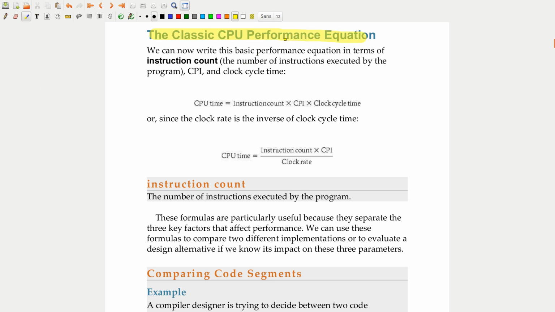We can now write this basic performance equation in terms of instruction count. So our CPU time is going to be our instruction count times the number of clock cycles per instruction times our clock cycle time. And since we can define clock rate as the inverse of clock cycle time, we get CPU time is instruction count times CPI over clock rate. So this is basically the gold standard formula that we use for CPU performance.